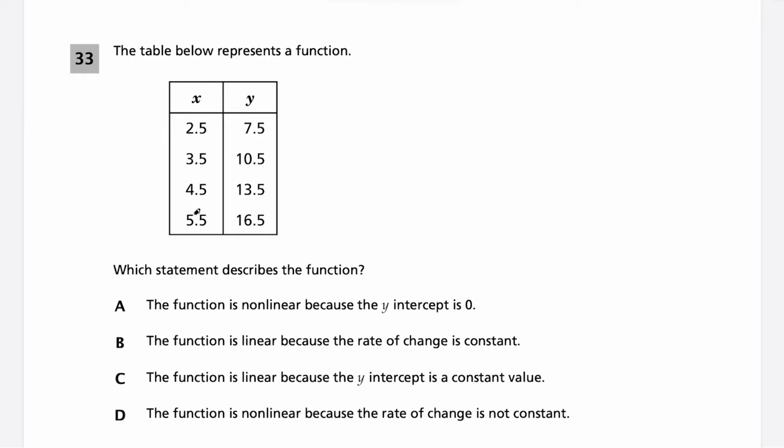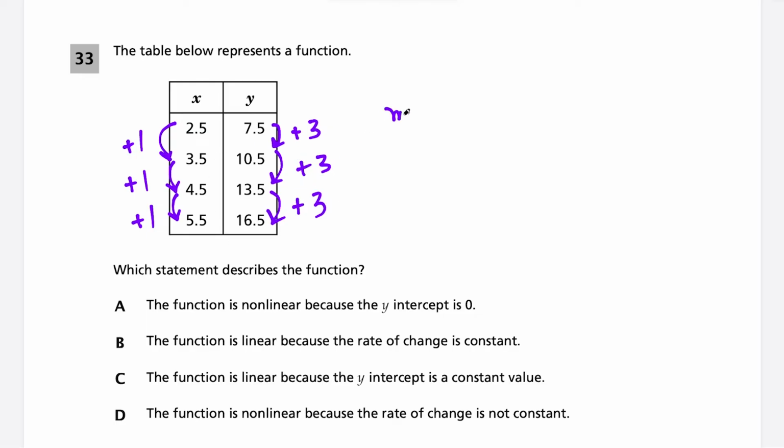So notice the X column here is increasing by 1 each time. To get from 2.5 to 3.5, that we could do by just adding 1. And the same thing, to get from 3.5 to 4.5, we're going up by 1. And now let's pay attention to what's going on in the Y column. To get from 7.5 to 10.5, we're going up by 3. And then to get from 10.5 to 13.5, we're going up by 3. So what this is telling us is that the rate of change here is constant.